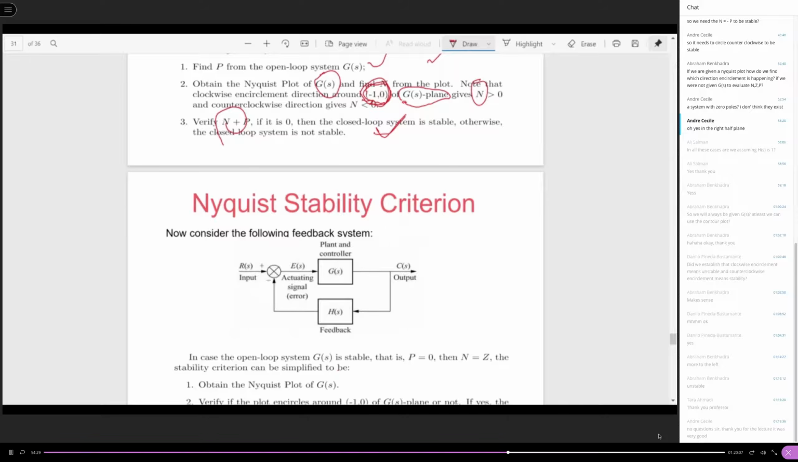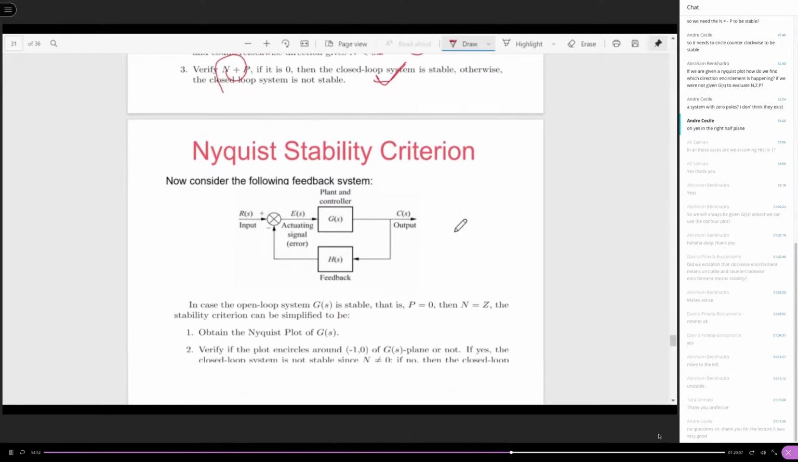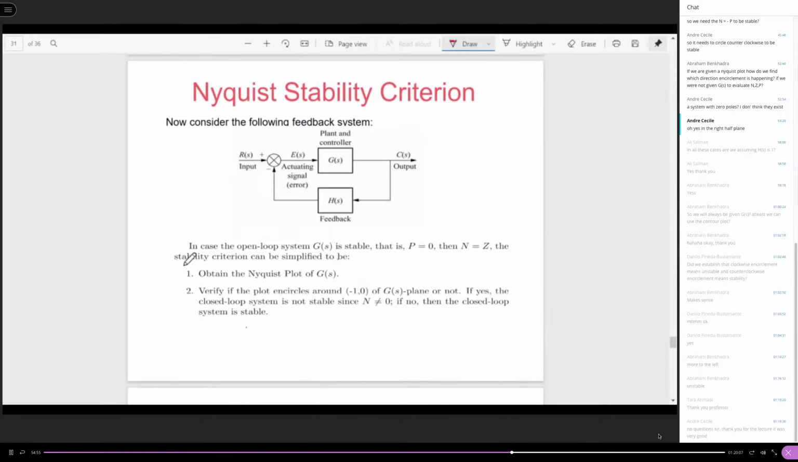So yes, we do have certain kinds of physical systems that are not stable inherently, because we don't have a choice. As long as we have a choice, we will always like to design our physical system to be stable. So because of that, we like to have a simplified case. Now I assume this G of S open loop system is stable.